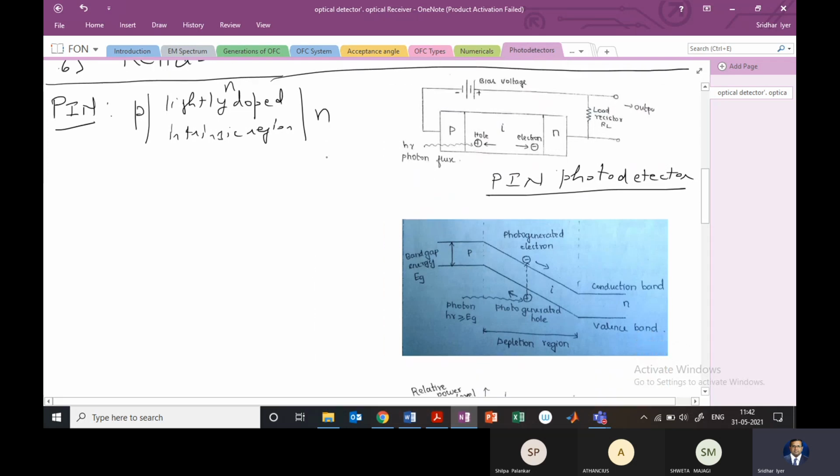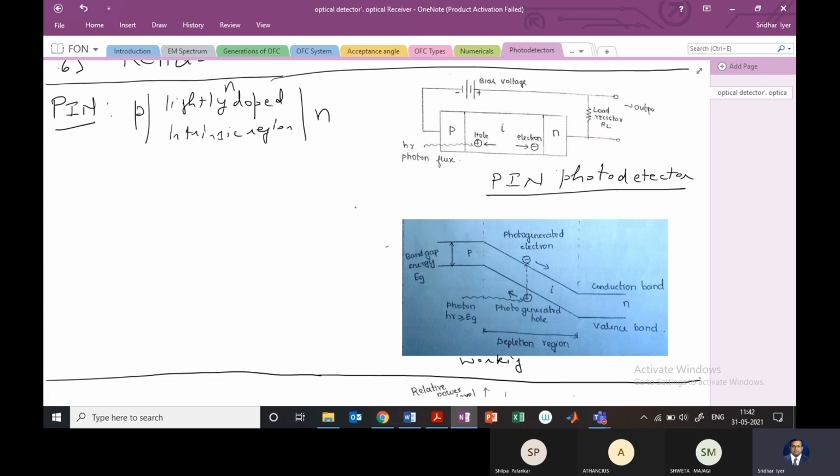So this working is shown here on the right hand side, the second diagram. So this is the working. Just let me draw a line because there is a diagram below it, but that is not of the PIN diode, right? So for the working part, there are two cases how this is going to work.